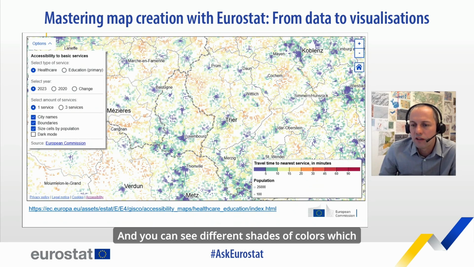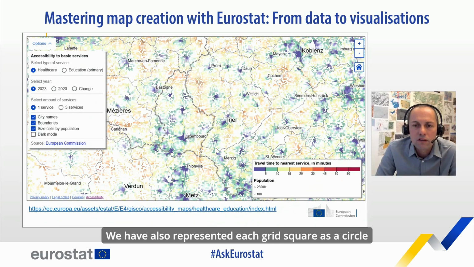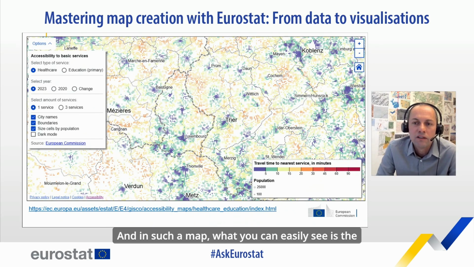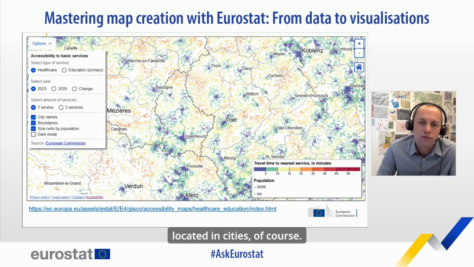And you can see different shades of colors, which represent the travel time to the nearest services. We have also represented each grid square as a circle whose size depends on the population. So it's a way to visualize together both the population and the travel time. And in such a map, what you can easily see is the fact that the main population clusters, usually the cities, have quite good accessibility to the healthcare services because they appear blue. It's quite expected because most of the services are located in cities, of course.